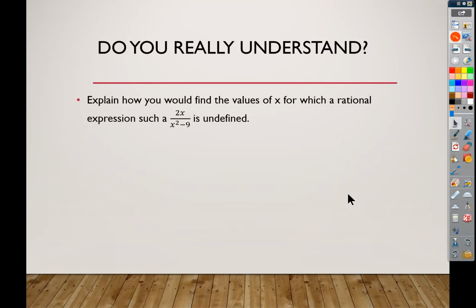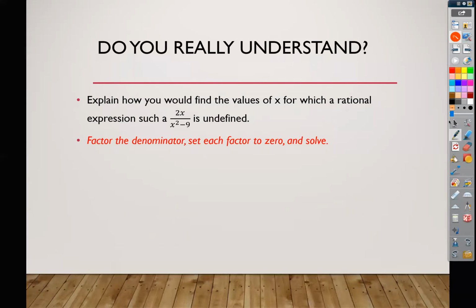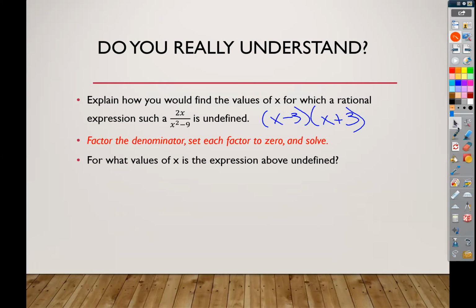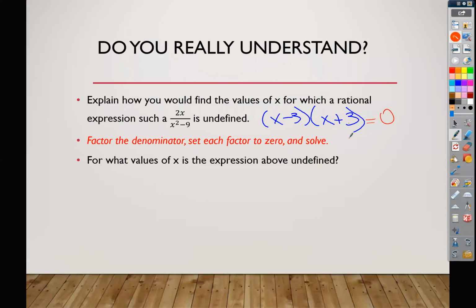Do you really understand? How would you find the values of x for which a rational expression such as 2x over x squared minus 9 is undefined? You would factor the denominator and then set both of those factors equal to 0 and solve. So if you did that, what values of x make the expression above undefined? Well, you set those equal to 0, and x would either equal -3 or +3.